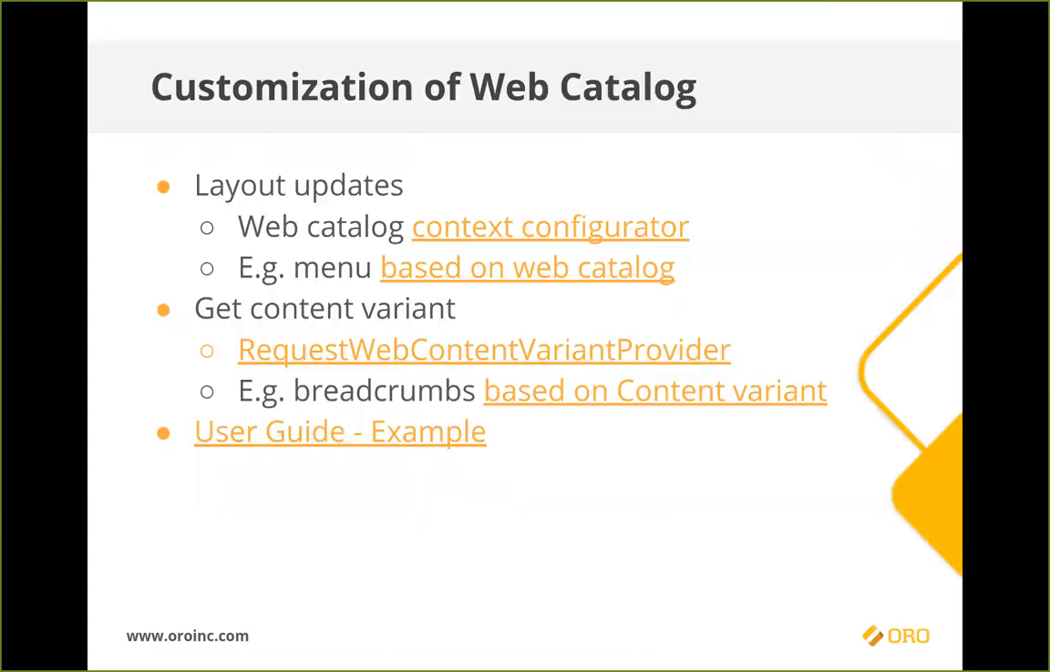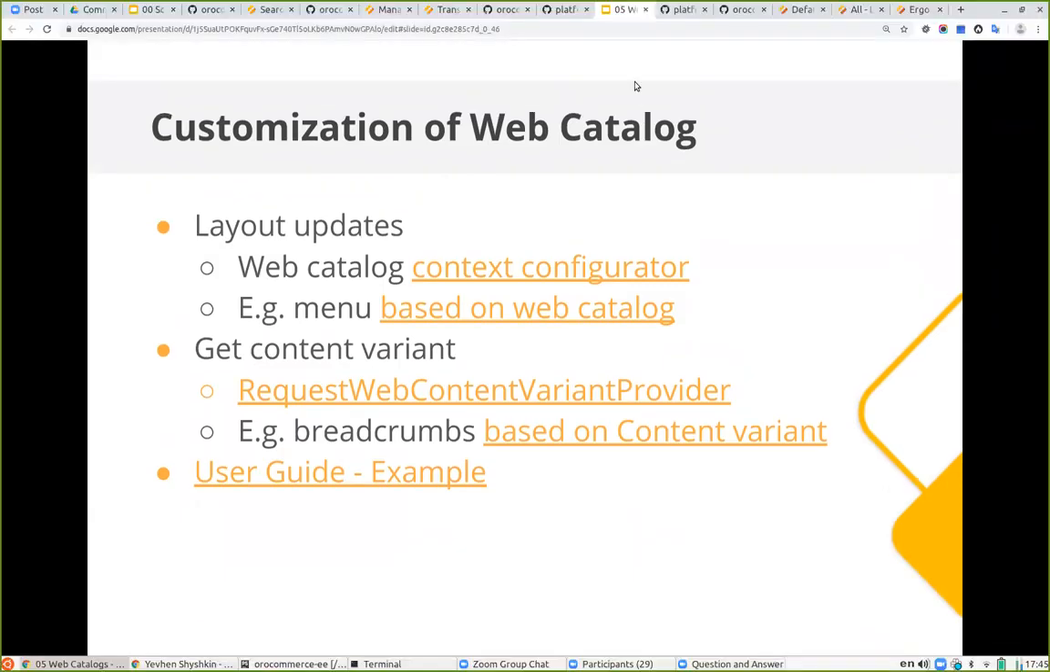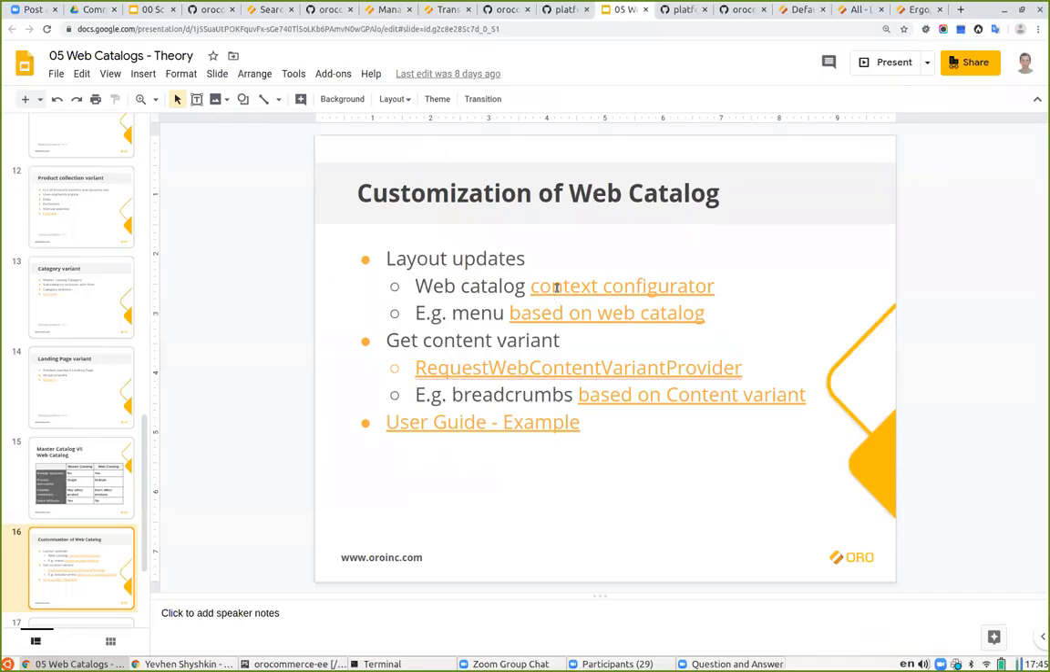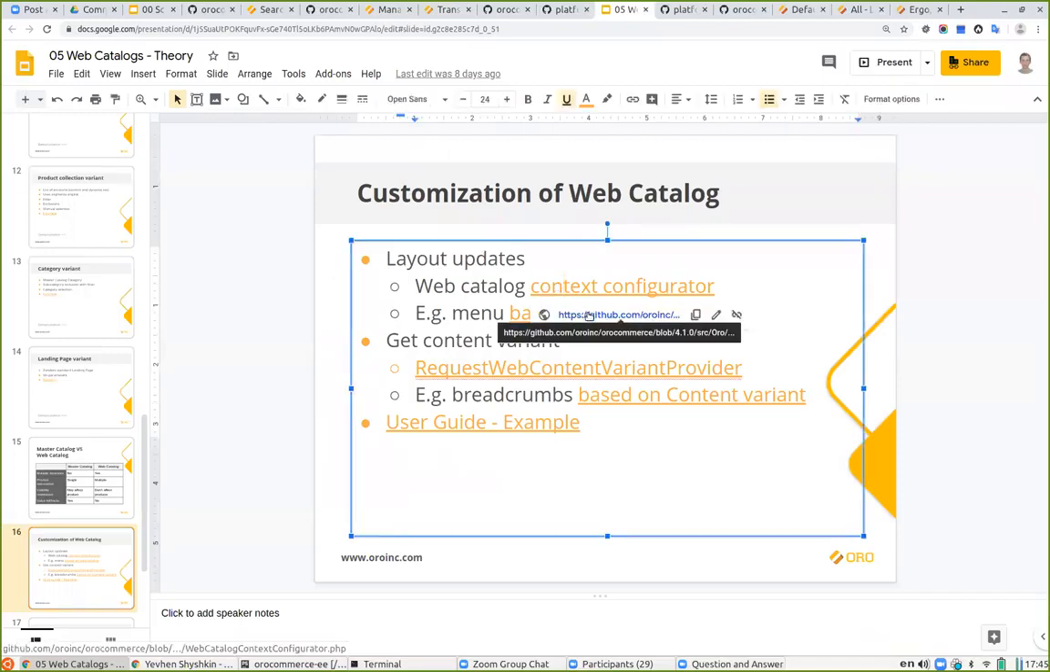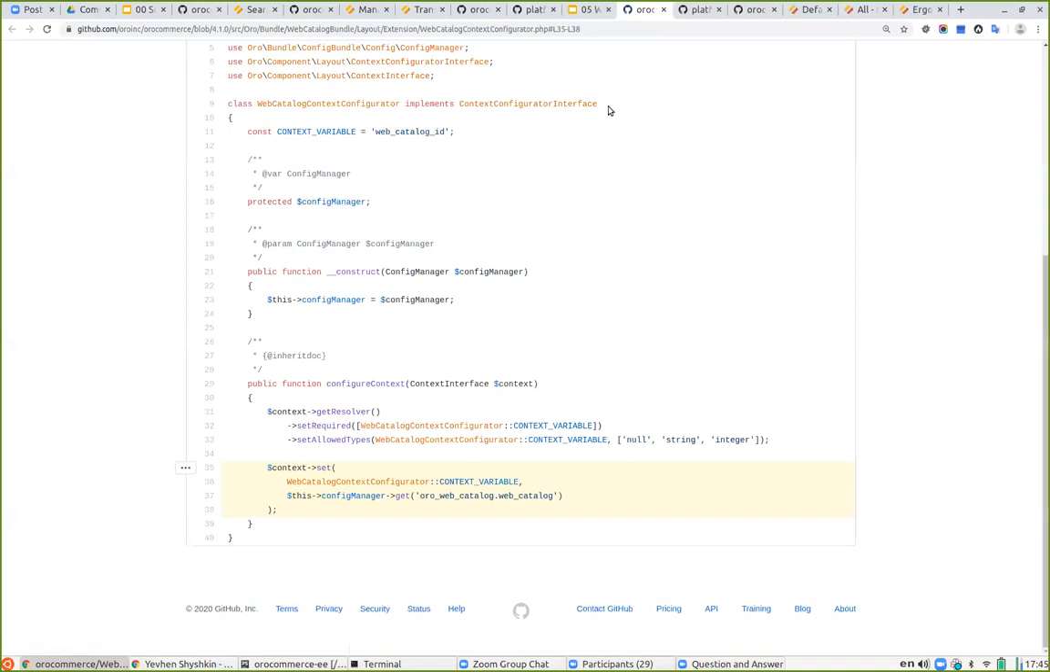Talking about the customization of web catalog, here we have a couple of tips and tricks which you as a developer can use to customize how your web catalogs look like. We already talked a little bit about it yesterday, but let me remind you that we have a special web catalog context configurator, which always adds the ID of the current web catalog to the context. So you can simply create a new layout update with the condition web catalog ID equals X. In this case, your layout update will work only for a specific web catalog.